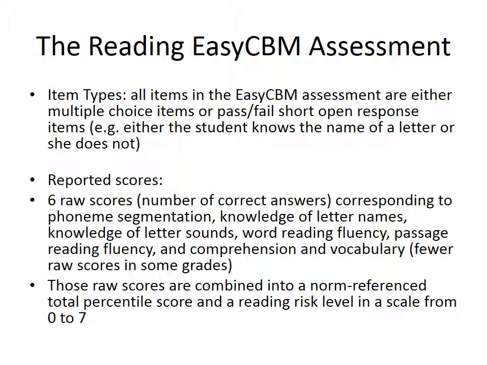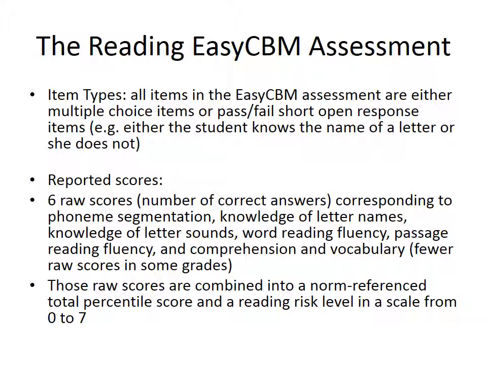For example, the student may be asked to identify the name of a letter, and the response is coded as right or wrong. That would be a pass-fail or open response item. All other items are multiple choice. The reading ECCBN assessment reports 6 raw scores that are defined as the number of correct answers given by the student.